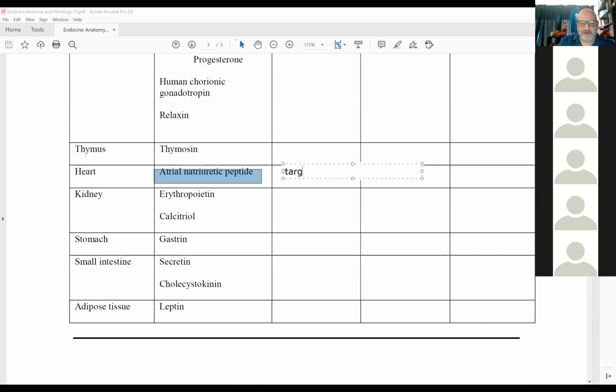Kidney. Excellent. It targets the kidney. All right. What does it tell the kidney to do? To release fluid of the body, like to make more urine. Excellent. I like that. Release water, right? So that does 2 things. We release water. We have more dilute urine. But more importantly, it lowers the blood pressure. There you go. Excellent.